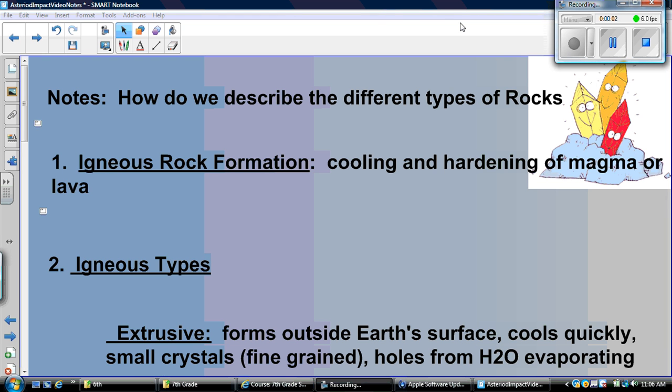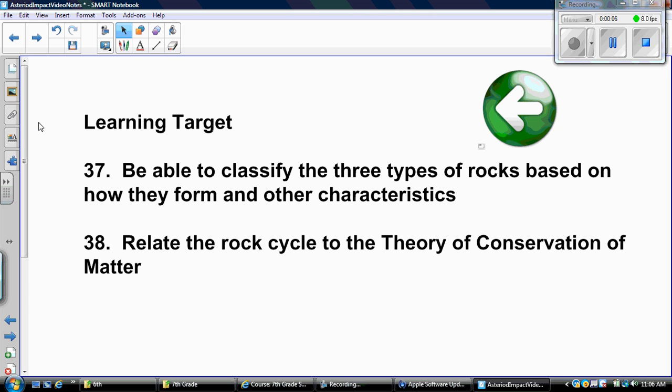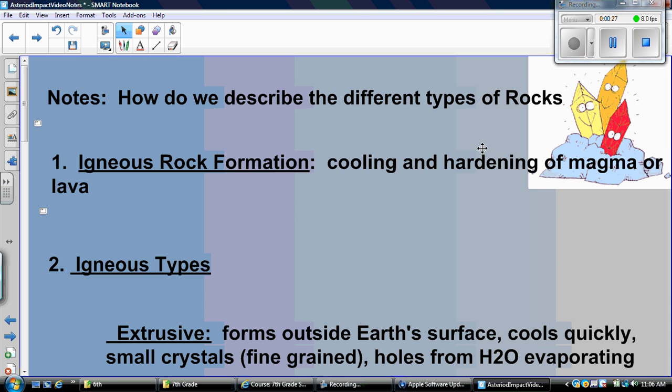Okay, so now we're going to start talking about the rocks that are made up of minerals. So this is target 37 and 38. Be able to classify the three types of rocks based on how they form and other characteristics, and relate the rock cycle to the theory of conservation of matter. Now this is a review from 6th grade. We did rocks in the rock cycle, so this should be a review before we start our asteroid impact project.